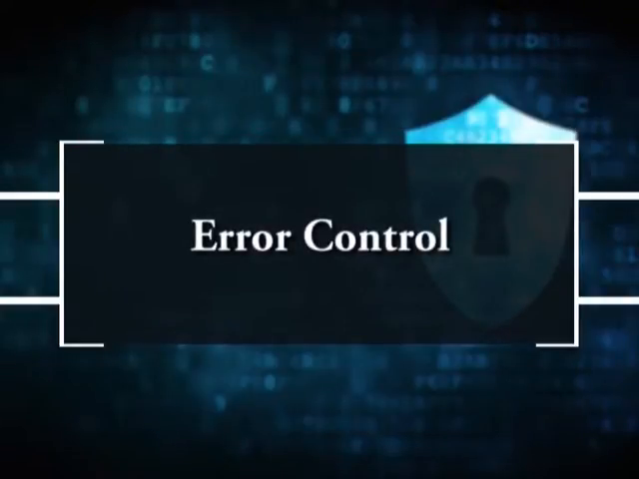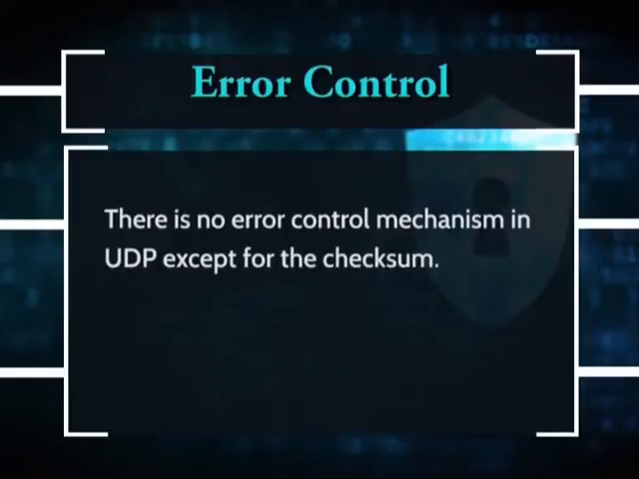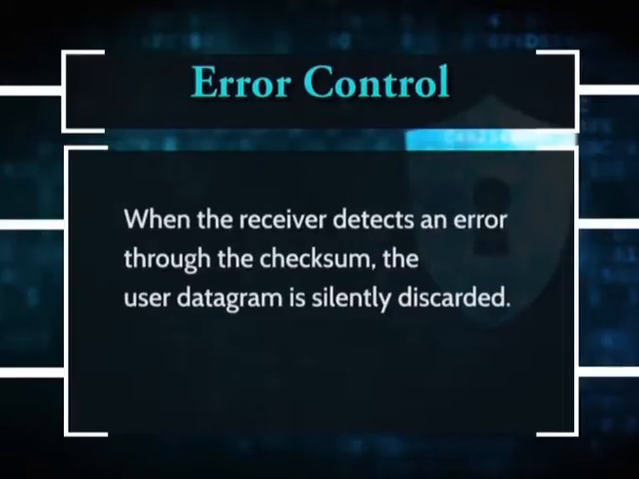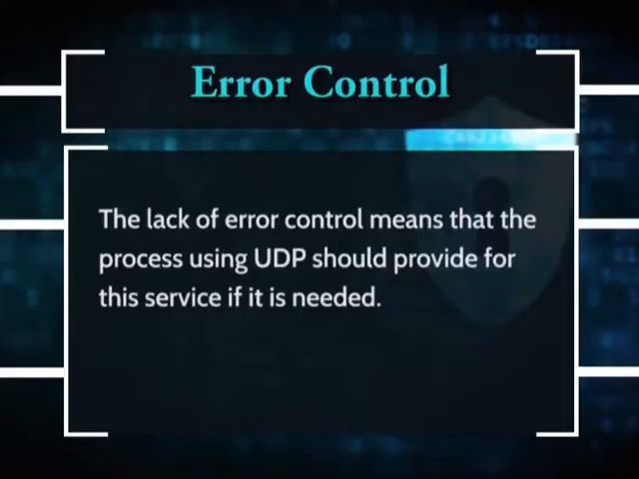Next, error control. There is no error control mechanism in UDP except for the checksum. This means that the sender does not know if a message has been lost or duplicated. When the receiver detects an error through the checksum, the user datagram is silently discarded. The lack of error control means that the process using UDP should provide for this service if it is needed.